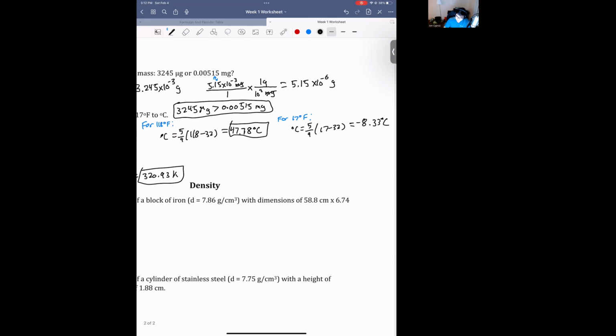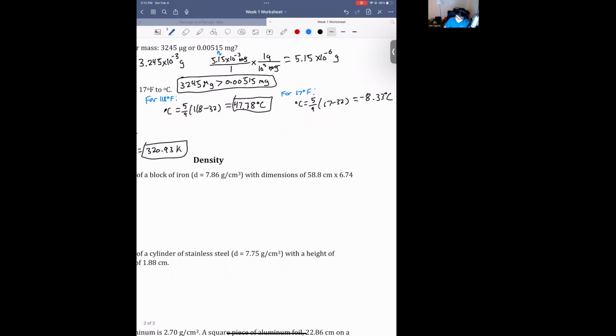And then for the other one, right, for negative 8.33 degrees Celsius, you're going to just add. So negative 8.33 plus 273.15 is equal to 264.82 Kelvin. And that's it.